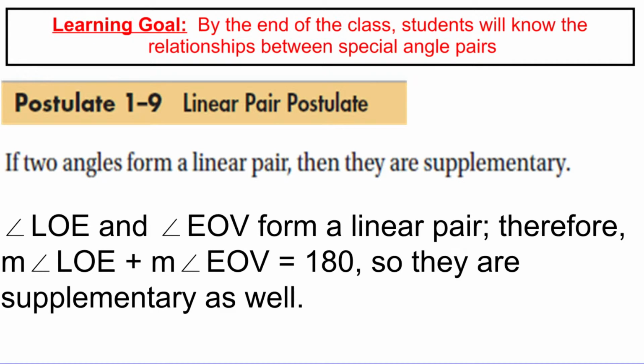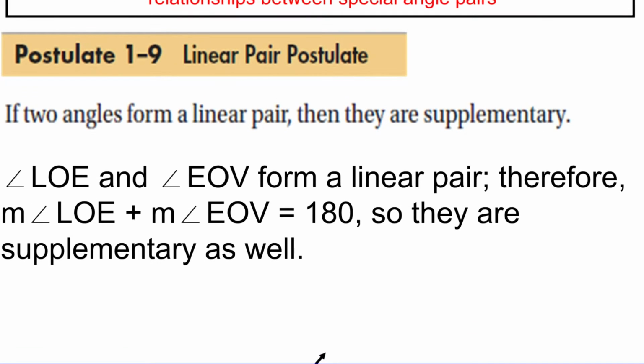Okay, so here's your last one. This one says the linear pair postulate. So we're going to see this word linear pair show up fairly frequently. Let me grab my highlighter so we can keyword this one. If 2 angles form a linear pair, then they are supplementary. And so really, what's a linear pair? We want to be able to identify them.